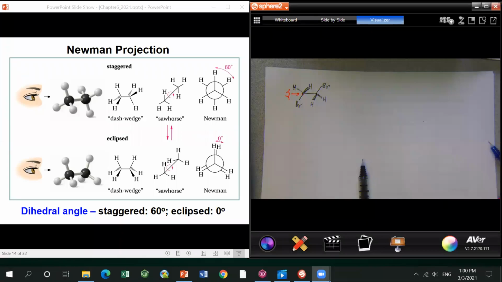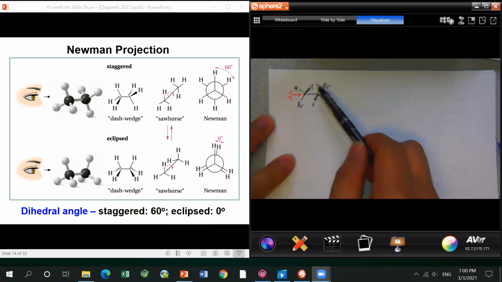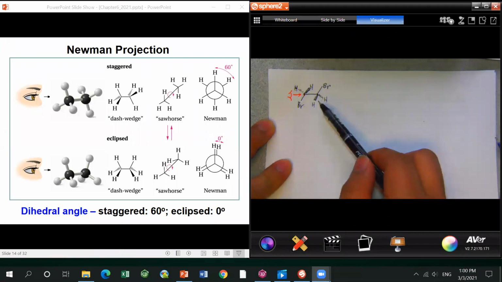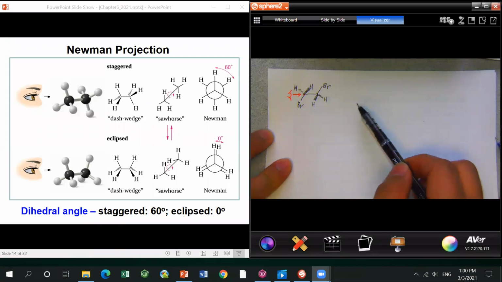So last time we learned the Newman projection. So here we first do a practice. Try to convert this wedge dash structure into Newman projection. You guys try. Practice on it.